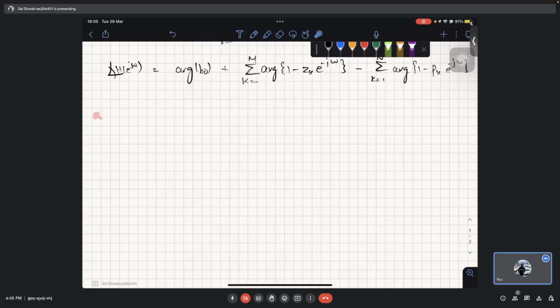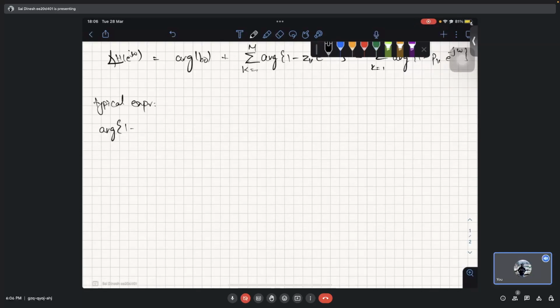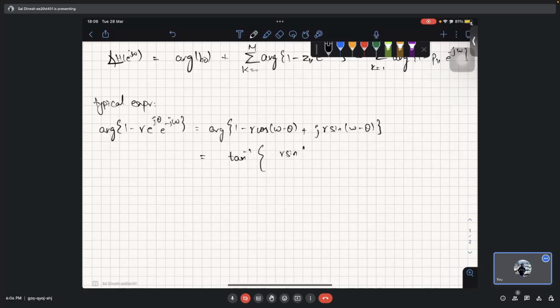In the typical form, the typical expression is arg of (1 minus r e^(j theta) e^(minus j omega)) equal to arg of (1 minus r cos(omega minus theta) plus j r sin(omega minus theta)), which equals tan inverse of r sin(omega minus theta) by (1 minus r cos(omega minus theta)).